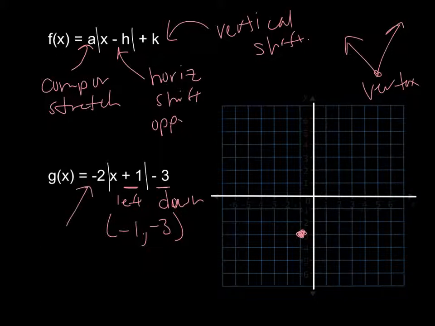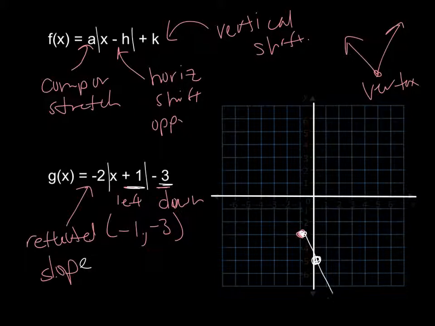This -2 tells us it's going to be reflected, or upside down, and the 2 tells us the slope. So what we're going to do is, once we know our vertex, which comes from the left or right and up or down, we're going to use the slope of -2, and we're going to count from this vertex. So it's going to go down 2 over 1. So that's going to be 1/2 of our v. Well, the other half of the v is going to be a mirror image to the other side, and that's how we graph it.